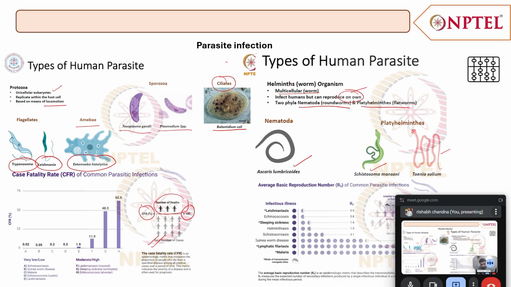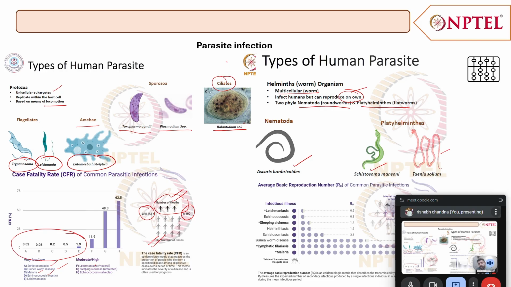Okay, so in case of the case fatality rate, the organisms that are below 10 are schistosomiasis, guinea worm disease, malaria, then echinococcus, that is cystic, and leishmaniasis. So these five diseases basically have a CFR that is very low. That means the number of deaths is very small as compared to the number of cases that are reported.